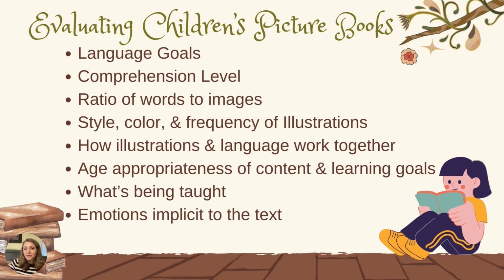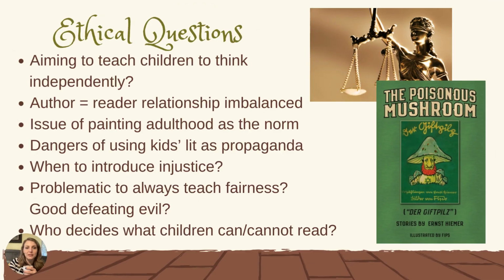Is the style of the illustrations going to capture their interest? If it's very fine illustrations, like we'll see in Ferdinand the Bull, it may not appeal to a toddler, but will be beautiful and intricate and magical to a 7- or 8-year-old. What's being taught? Again, the values. We'll talk about Ferdinand the Bull and why some people thought that book was controversial and didn't want anyone near their children. What are the values being taught? And what emotions are implicit in the text, right? Are we teaching justice, fairness, empathy, self-worth, family? We need to think about those things.